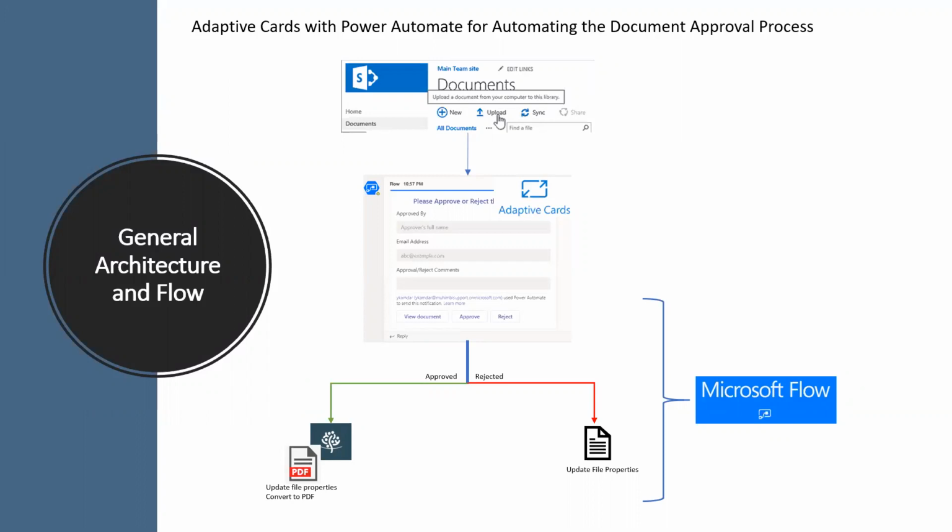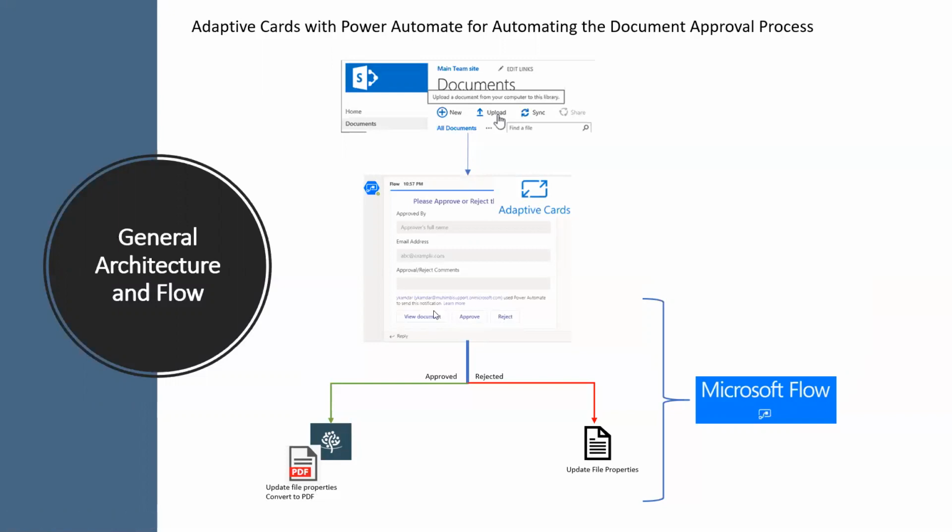That Teams channel is going to have this adaptive card, and its response will then be captured. As you can see over here, I have different fields in my adaptive card, and I'm going to cover this in my next slides in a moment. Let's just say that my adaptive card is going to have two different responses called approve or reject. Based on the selection of either response, I am going to either create a PDF of the uploaded document or just update the file properties.